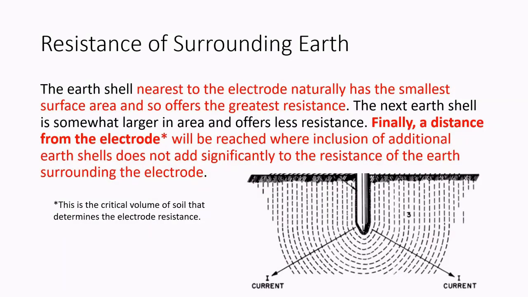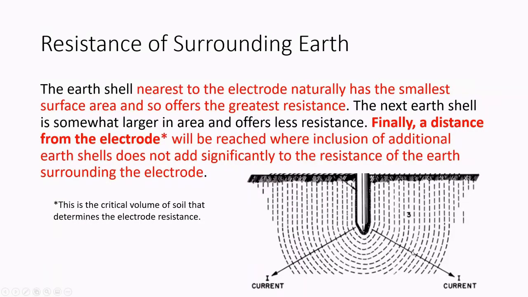So when you are going towards the earth, you have to pass these earth shells. So when you are going further and further, the area of the shell is getting larger. You guys know the resistance is given by rho L over A. So A is the area. So when the area is getting larger, the resistance will get lower.